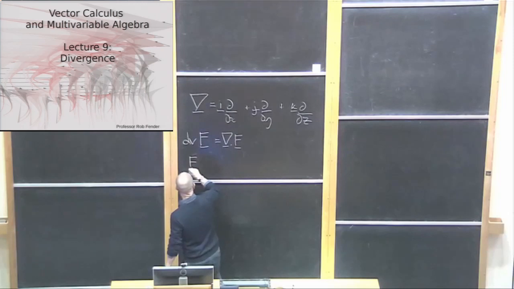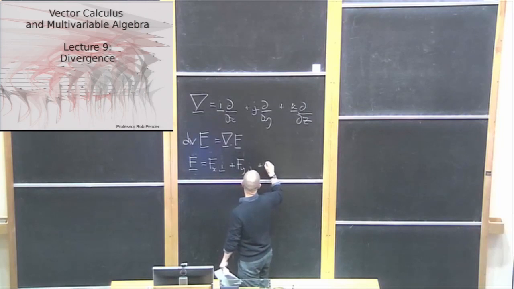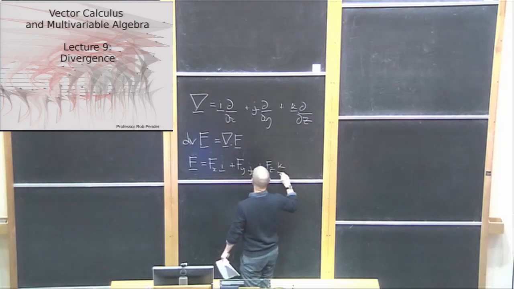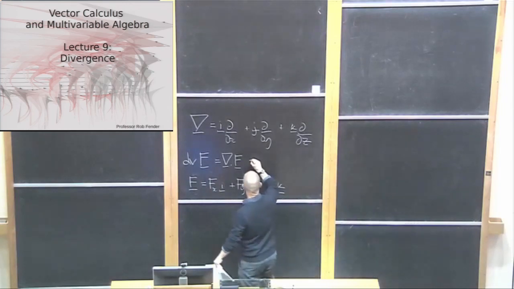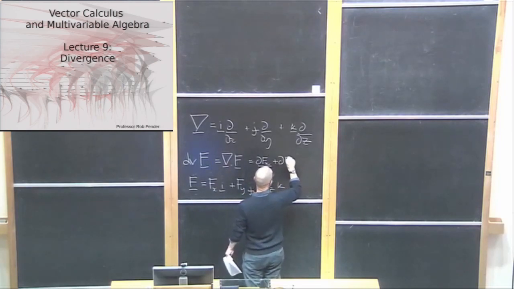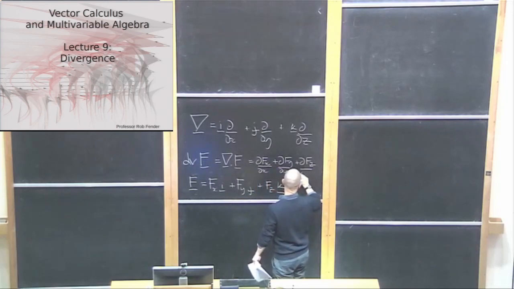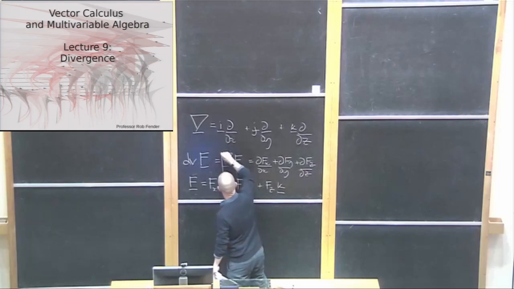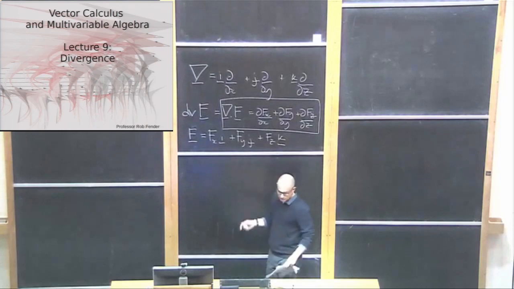And if we assume that when we're talking about some vector field f, what we're talking about is three components, fx in the i direction, fy in the j direction, and fz in the k direction, then the divergence of that vector field is simply dfx by dx plus dfy by dy plus dfz by dz. So this is the definition of the divergence.